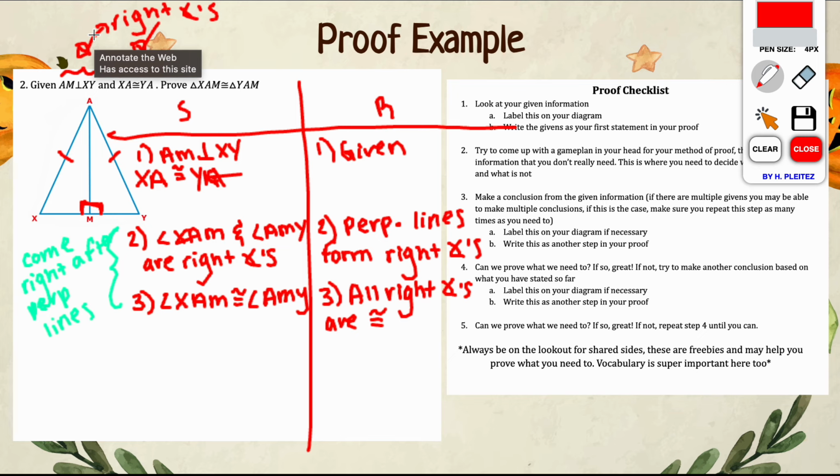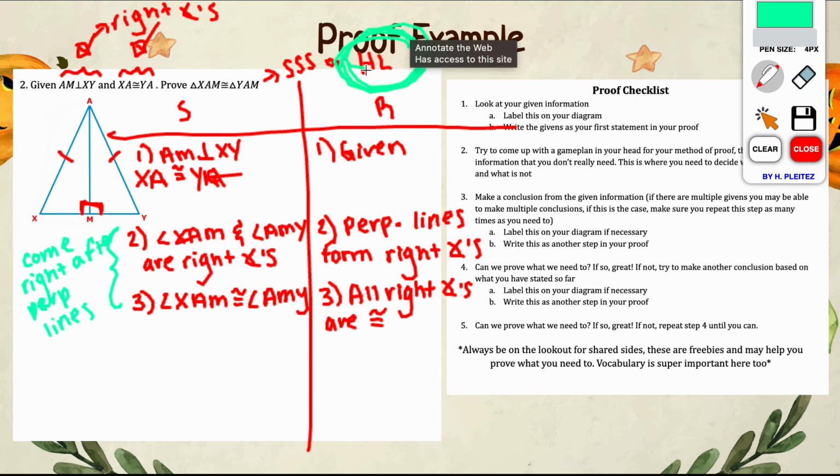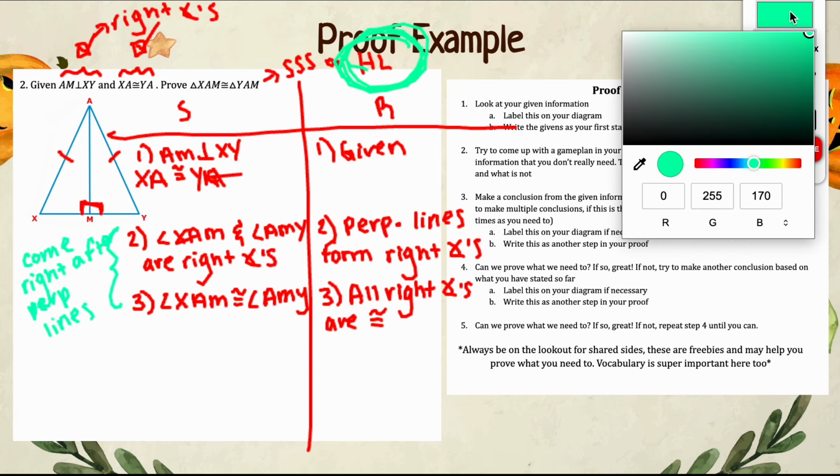And now I'm gonna try to come up with my game plan. Let me take a step back and see what we got. So I see that we have something about perpendicular lines, right? I see my right angles. So again, the two methods that we have right now are side, side, side, or HL. Now the fact that we have those right angles is kind of shouting out to me that we're gonna use HL because I know I need a right triangle. So right now, I have two right triangles in there. So I'm gonna go ahead and try to attack HL. Now there might be times where you choose a game plan and it doesn't work, and that's totally okay.